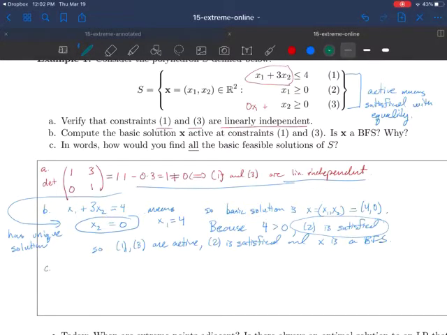Okay. Part C. In words, how would we find all the basic feasible solutions of S? We would do the following. For every pair of constraints, right, we're in two space, so we need two constraints. The first thing we do, we check if they're linearly independent. Okay, so we check if they're linearly independent.